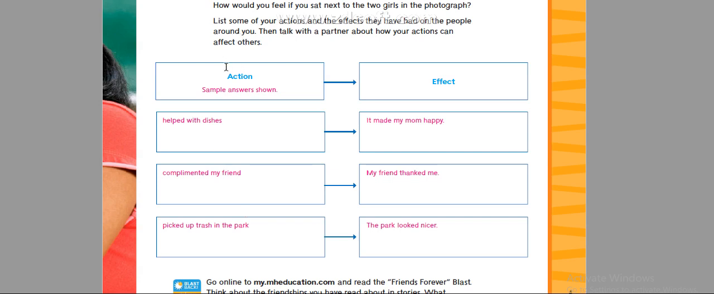So this is what we call action and effect. Our actions will lead to an effect. It's like a cause and effect relationship, right? So that's what we're going to focus on while reading the story. Please keep this point in your mind, okay? Keep this in your mind, that we have actions and effects for these actions. Keep it in your mind.